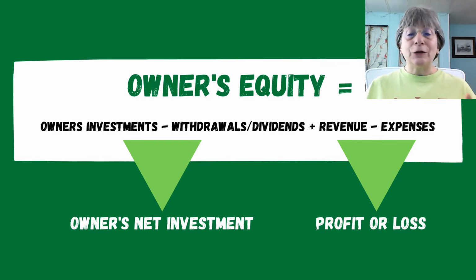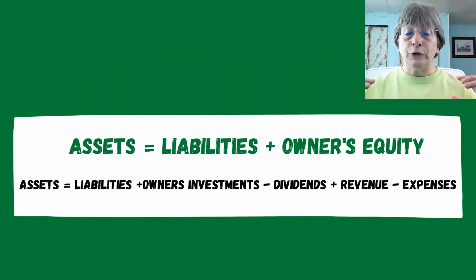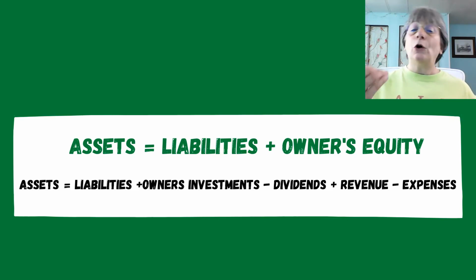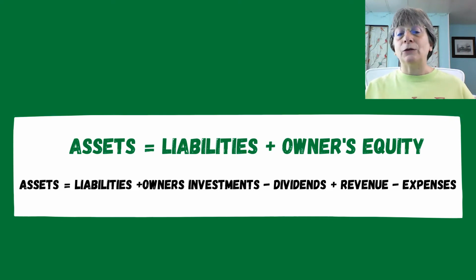So then we can look at this accounting equation on the owner's equity piece of it. We can add on to it. So we've got owner's investments minus withdrawals or dividends plus revenue minus expenses. It's still our old friend, the accounting equation. We're just kind of spelling out the details a little bit more. So here's what that looks like. We've got assets equal liabilities plus owner's equity. If we expand that out, we now have assets equal liabilities plus owner's investment minus dividends plus revenue minus expenses.